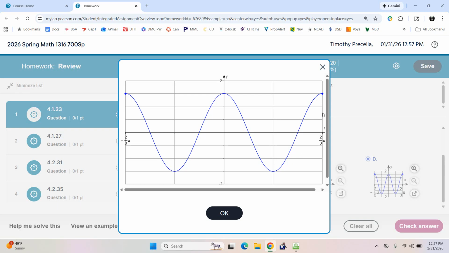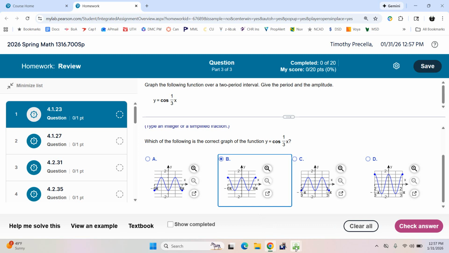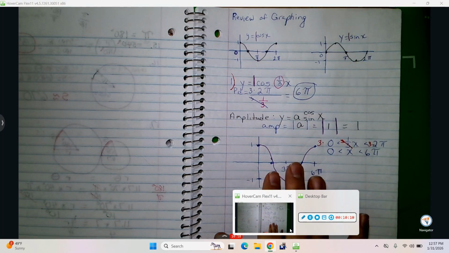No, what's wrong with this one? It looks sort of like the correct shape, but you see that? Here they have it going just from 0 to 2 pi over 3. No, no, no. Which one did we say it is? It is B. Once again, hopefully you saw how I did that. I just look at my graph.